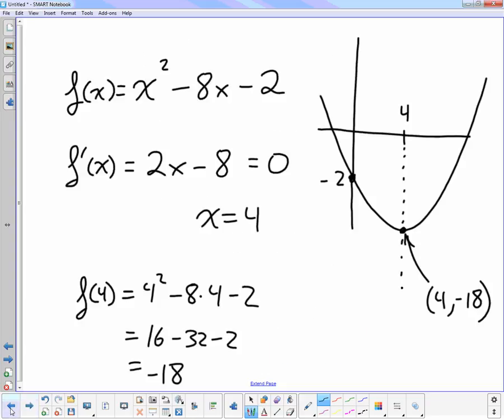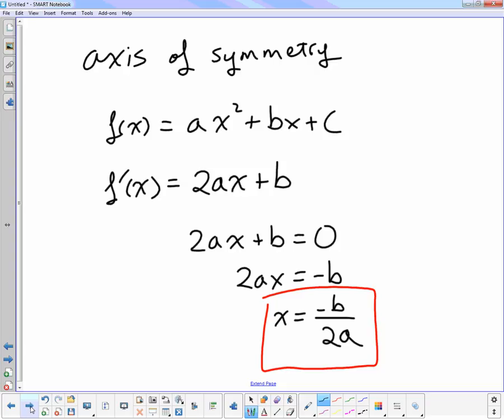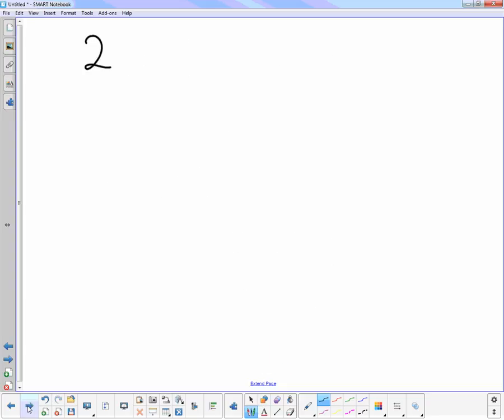All right, great. Well, this is wonderful and all, but what if I didn't have a graph, and I wanted to find out if this was a minima or a maxima? Well, let's look at the second derivative. The second derivative means I take my function and I derive it. I take a derivative, and then I take another derivative. I take it twice.